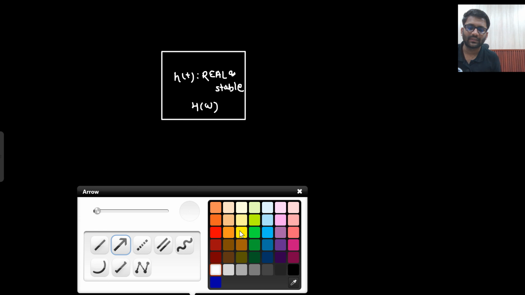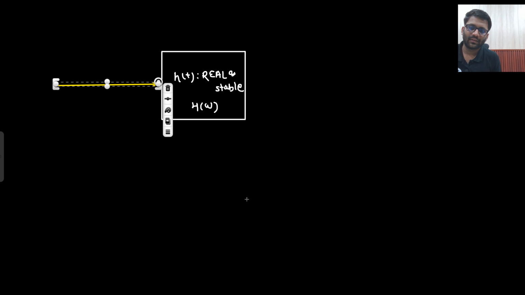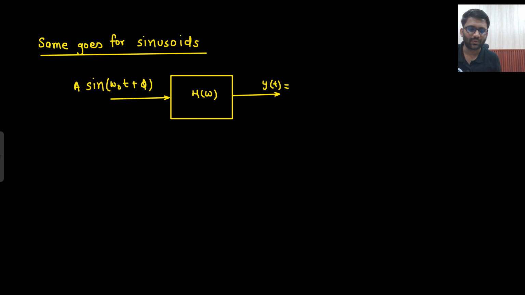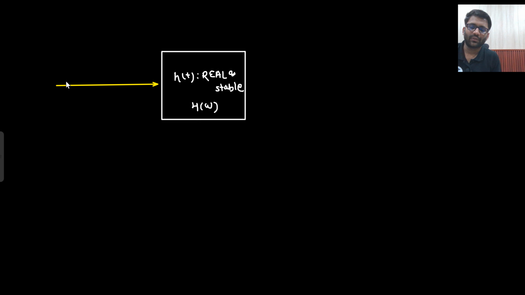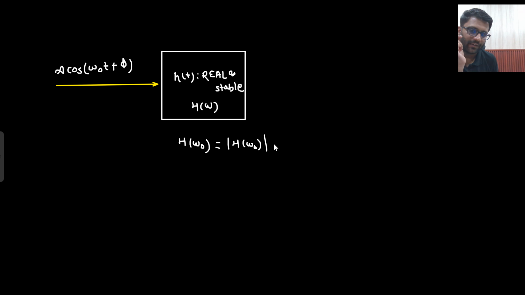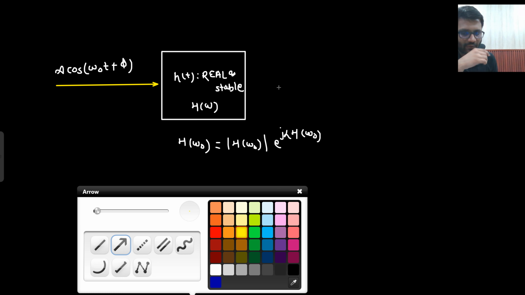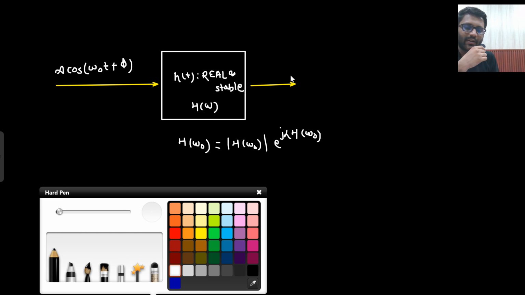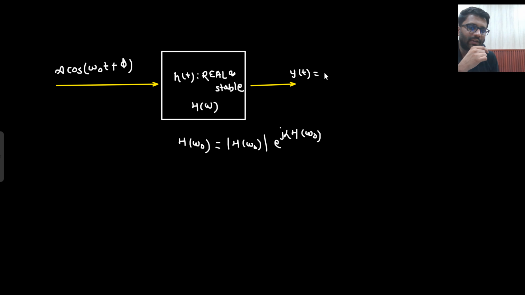Now if your applied input is, same goes for sinusoid as well. So for sinusoid, this slide I can cancel out. If your applied input is a cos(omega naught t plus phi), which is real, what you will do is find out the value of h of omega naught. h of omega naught will have some magnitude and some phase as well. So how will you write down your output y(t)? Your output y(t) you will write as whatever the magnitude was, that you will multiply.